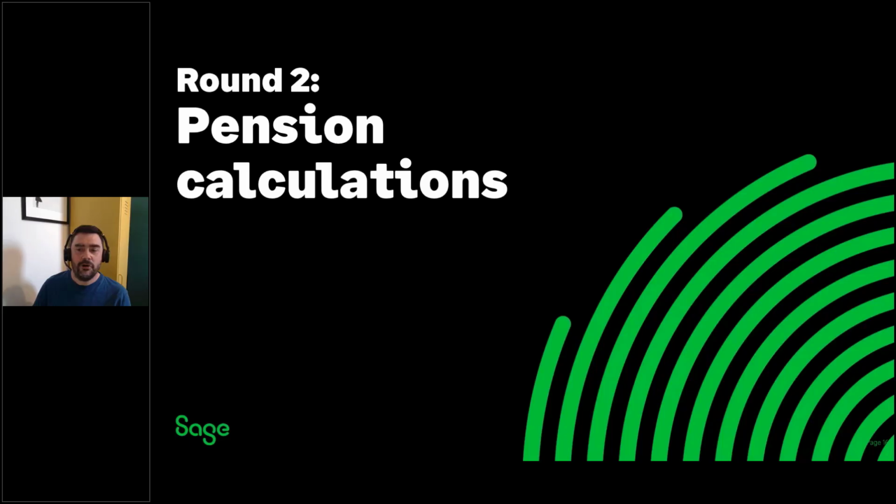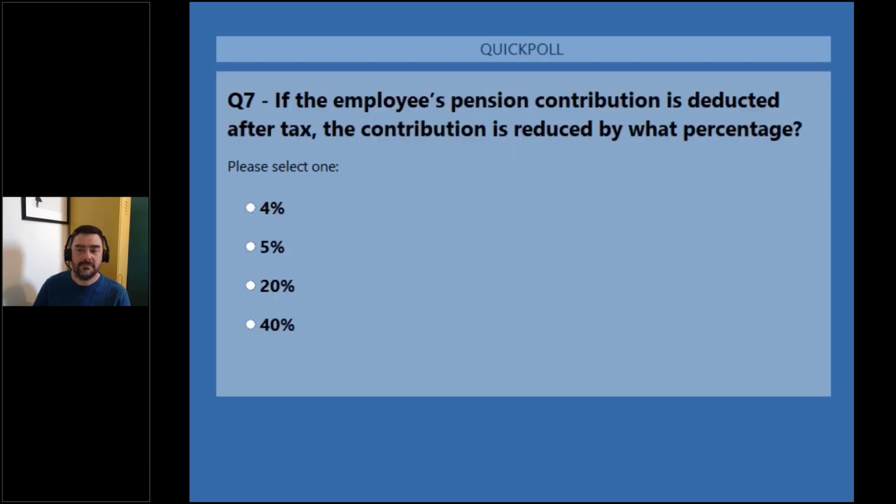Great, and we're going to move on to question number 7. If the employee's pension contribution is deducted after tax, the contribution is reduced by what percentage? Is it 4%? Is it reduced by 5%? Is it 20%? Or is it 40%?